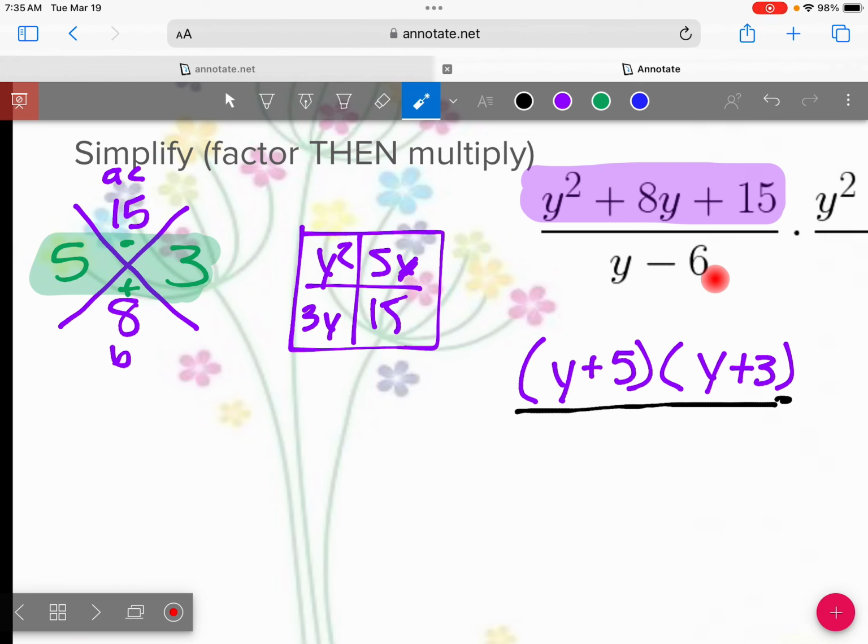Our denominator on this side, does it need to factor? Do I need to run this through an x in a box? No, it does not have a squared, so it already is a factor. It doesn't have anything I can take out GCF-wise, so I'm just going to write it like this, y minus 6.